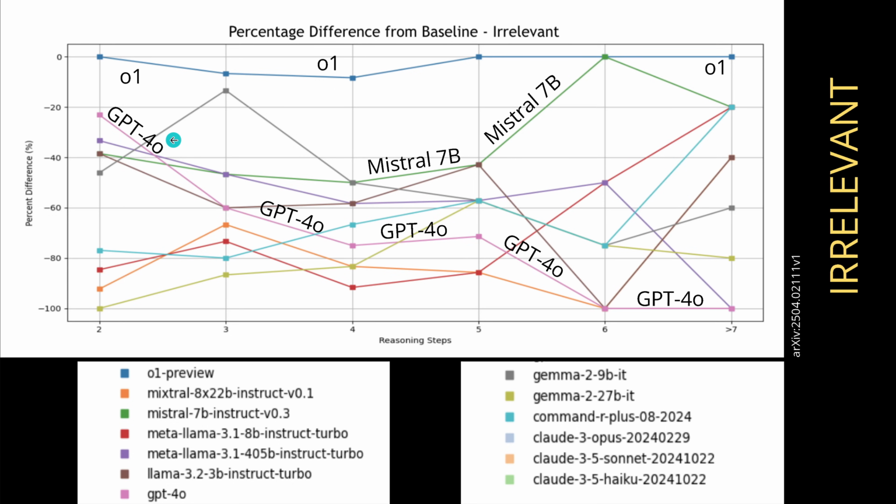GPT-4 Omni, this is not the latest 4 Omni, this is an Omni that is some months old. GPT-4 Omni had an interesting performance. It started at minus 20% for 2 reasoning steps, went down to minus 60% for 3 reasoning steps, went further down to close to minus 80 for 4 reasoning steps, went up to minus 70% at 5 reasoning steps, and then at 6 reasoning steps, it's just minus 100% performance degradation. And it stayed there.